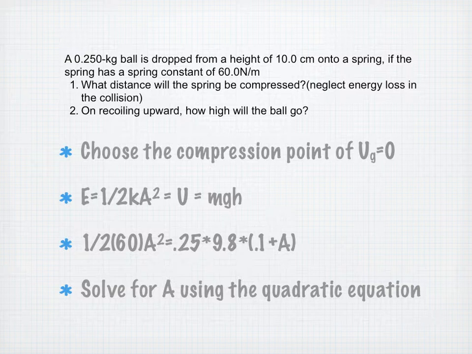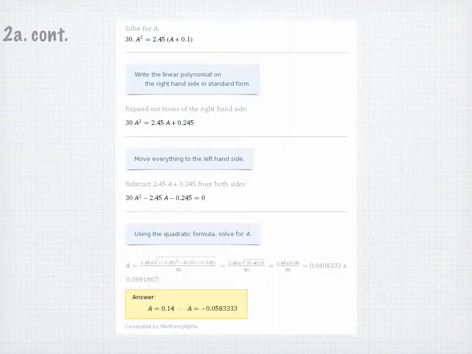So subtract everything to the right-hand side. So we're going to get 30a squared minus 2.45a minus 0.245 equals 0. Use the quadratic formula. We're going to get two answers here. We're going to take the positive answer: it's going to be compressed 14 centimeters or 0.14 meters.